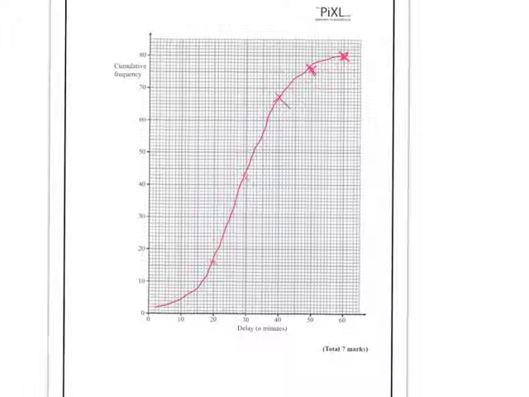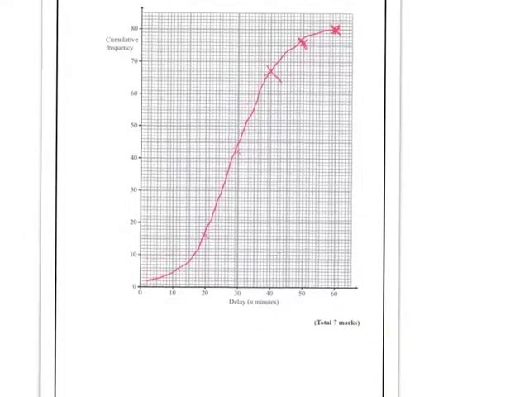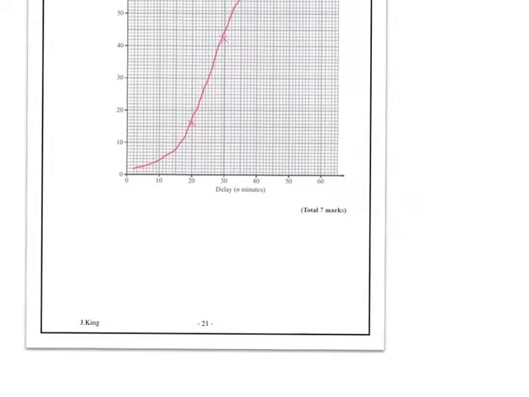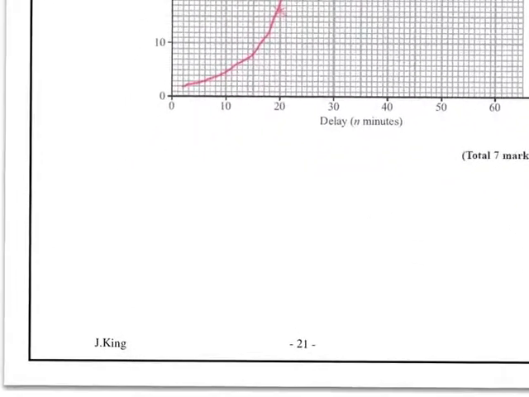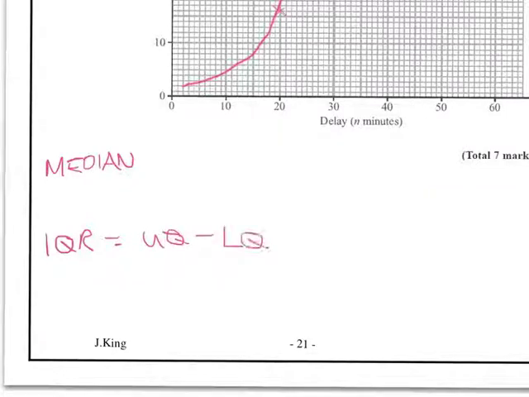Okay, the next thing that the question is asking us to do on the previous page is to find out the median delay. So this is reading off the median and the interquartile range of the delays. So if we just write in median, and interquartile range. Well, the interquartile range is the upper quartile take away the lower quartile, so we have to work out both of those first.